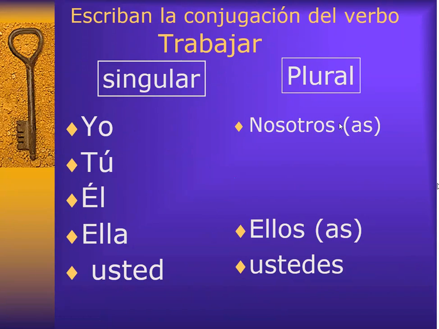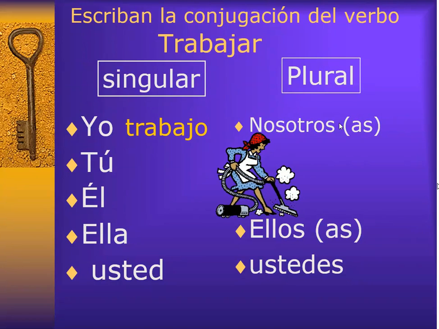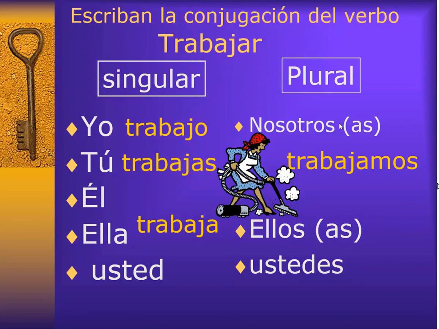Now, I would like you to pause this video and try to conjugate the verb trabajar, which means to work. Yo trabajo. Tú trabajas. Él, ella, usted trabaja. Nosotros, nosotras trabajamos. Ellos, ellas, ustedes trabajan.